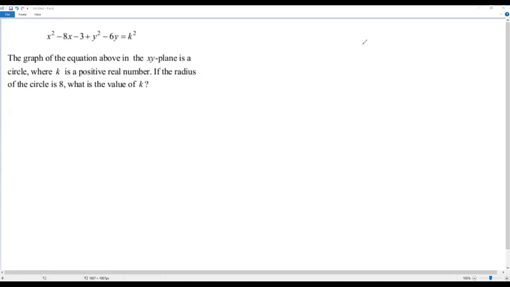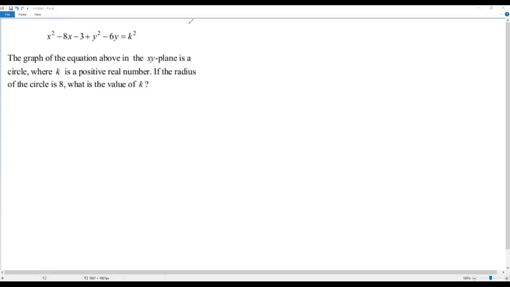Here we have a SAT math problem. Okay, let's go to the question. x² − 8x − 3 + y² − 6y = k². The graph of the equation above in the xy-plane is a circle, where k is a positive real number. If the radius of the circle is 8, what is the value of k?